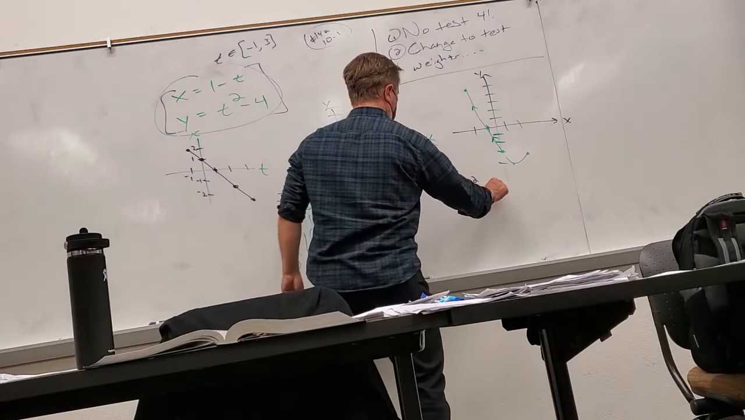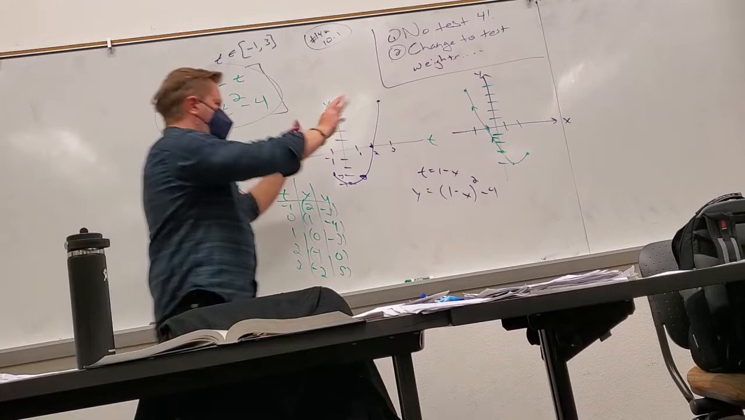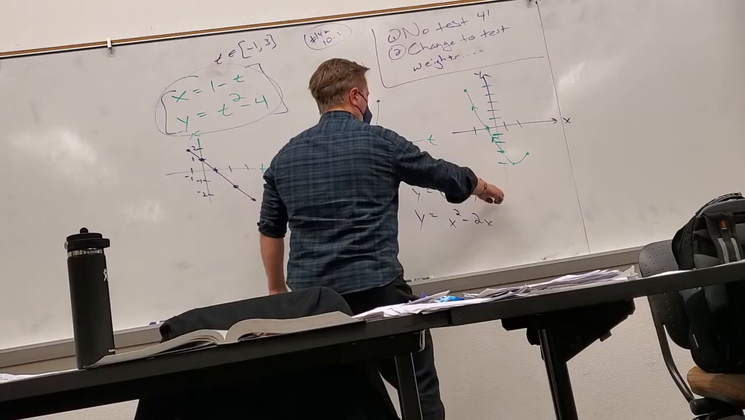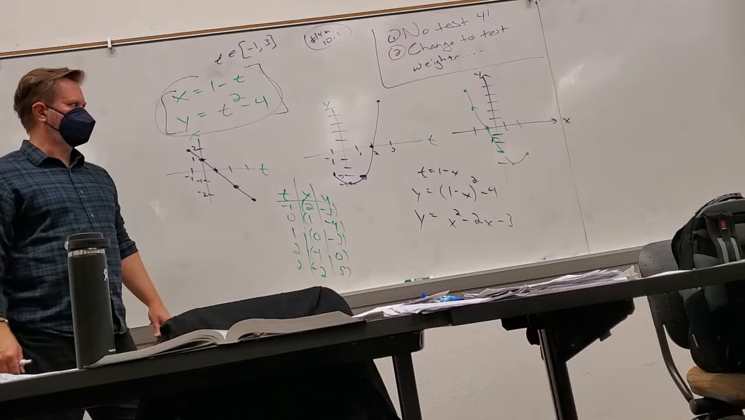Right? So cool. And then you could do x squared minus 2x plus 1 minus 4, which is minus 3. Nice. Crazy. Now notice something.